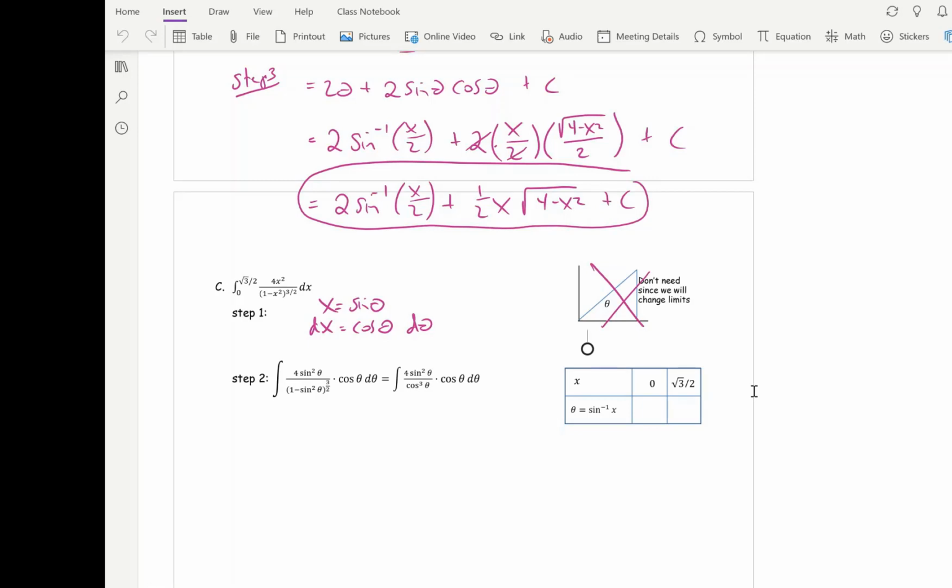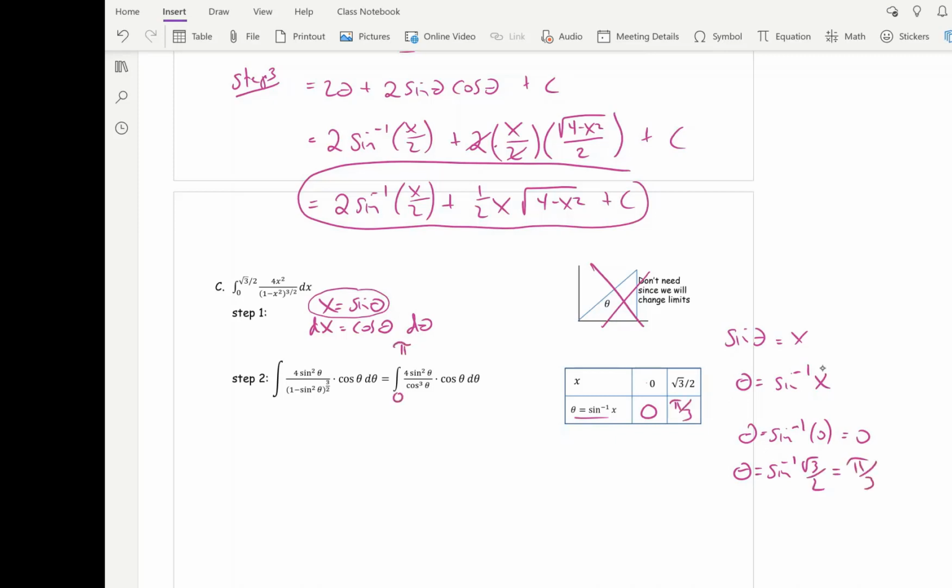So the way to change your limits, you're going to need to solve for theta. So sine theta is x. So theta is sine inverse of x. Take sine inverse of both sides. That's what I have in my table here. So when x is 0, theta is sine inverse of 0, which is 0. And then when x is the square root of 3 over 2, theta is sine inverse of the square root of 3 over 2, which is pi over 3. So our new limits are 0 to pi over 3.